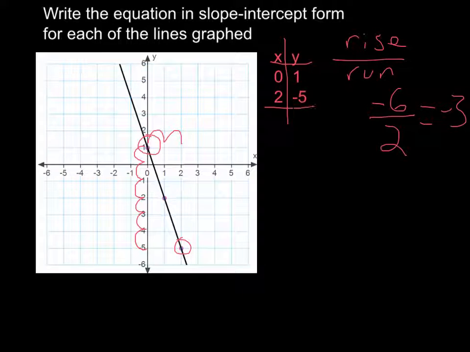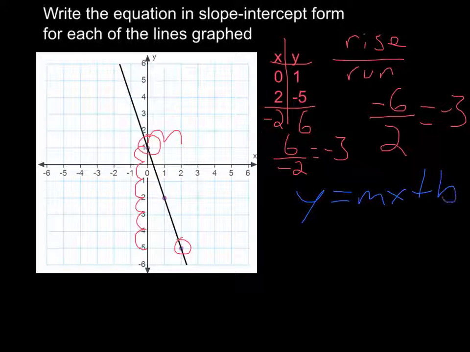Using the table form, we get the same. 1 minus negative 5 is the same as 1 plus 5, so we get 6, and 0 minus 2 is negative 2. 6 divided by negative 2 equals negative 3. So, putting it all together into y equals mx plus b, we have a slope of negative 3, and we cross the y-axis at positive 1.